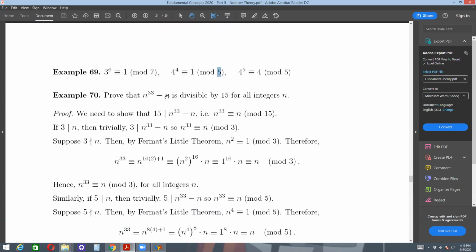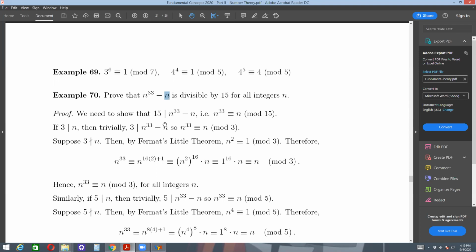So for example, if I wanted to prove this is divisible by 15 for all integers, n to the power 33 minus n. All right, that's a big thing to work with. So we need to show that 15 divides that, or in other words, n to the power 33 is congruent to n mod 15. So now 15 is 3 times 5, right? So we could check 3 and 5 separately.